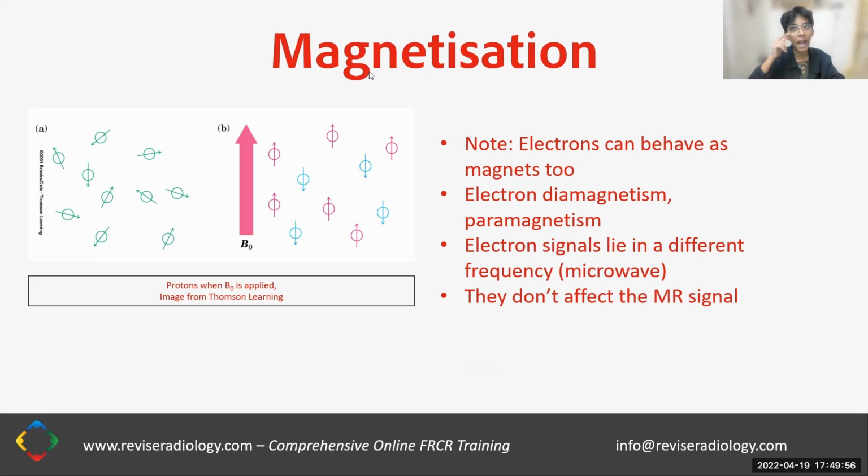So it's like our signal receiver is speaking only English, so it's only going to be listening to the people that speak English, whereas the electrons are speaking a completely different language. That's why they don't contribute to the signal, because their signal lies in a different frequency, which is the microwave region.